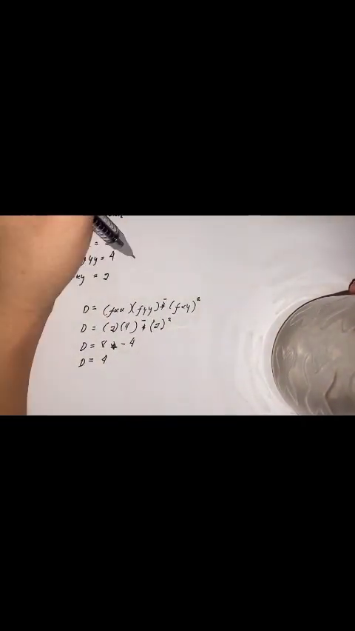So t would equal 4. In determining if it's a local minimum or maximum, if d is greater than 0 and your f of xx is positive, that means it is a minimum. So with that said, this problem is a minimum. So thank you.